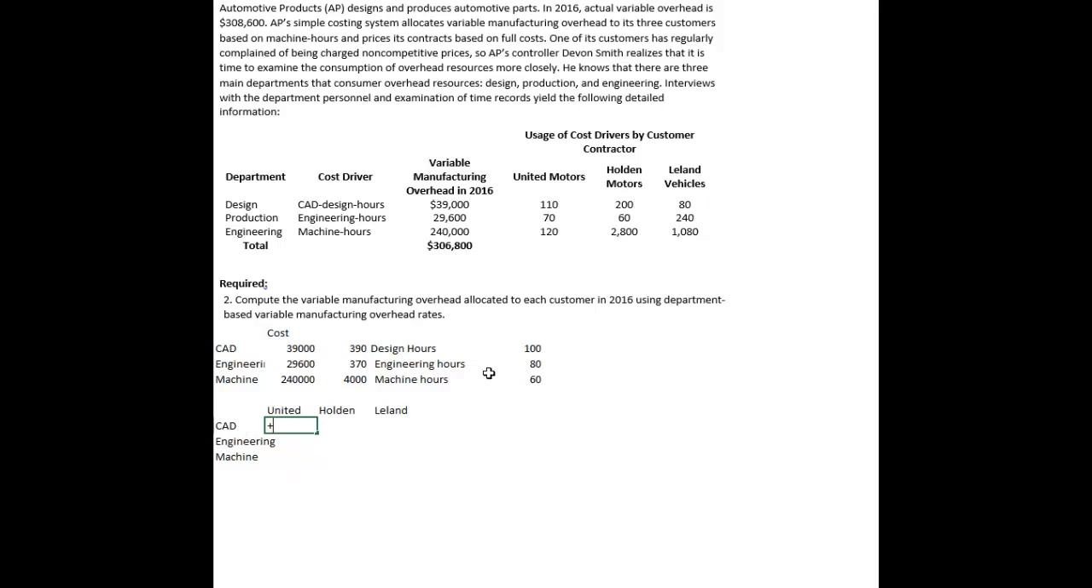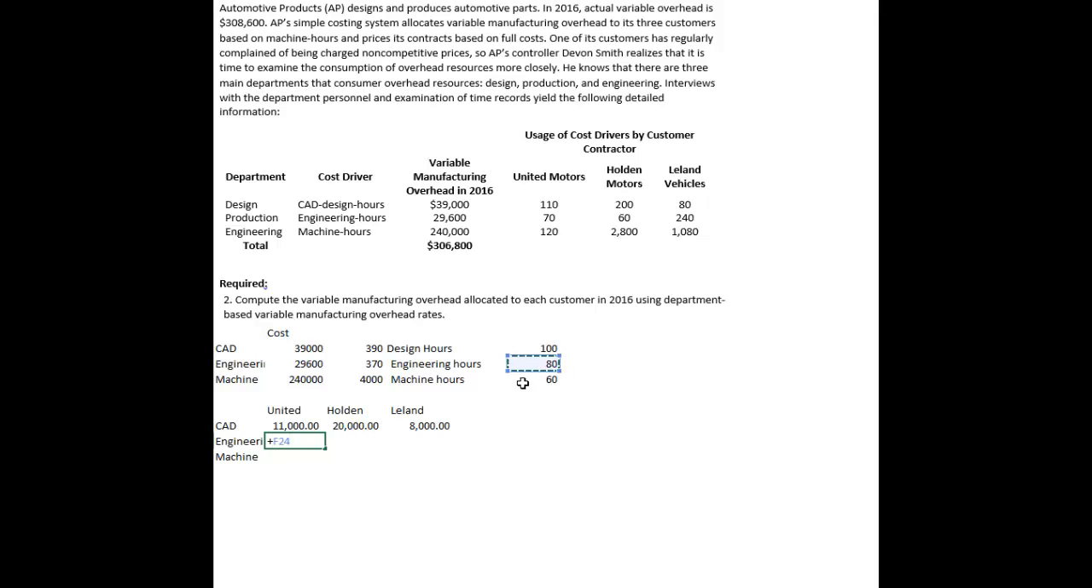You're going to take the rate we just calculated for the CAD area and multiply it by the quantity used by United, which is 110. So they would get 11,000 allocated for the CAD function that they've consumed. Holden would get this same $100 times the 200 hours that they've used. And Leland gets the same $100 times the 80 hours they've consumed.